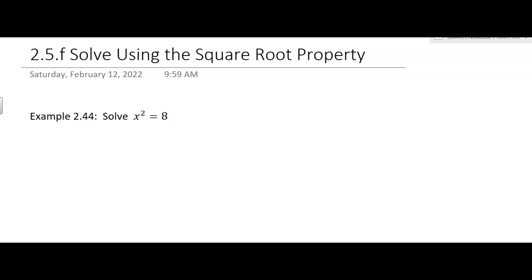So our second method for solving a quadratic equation is solve using the square root property. The first method we talked about was solve by factoring. I have 3 examples here, so it might be kind of a long video, but we're going to solve all of these by using the square root property.